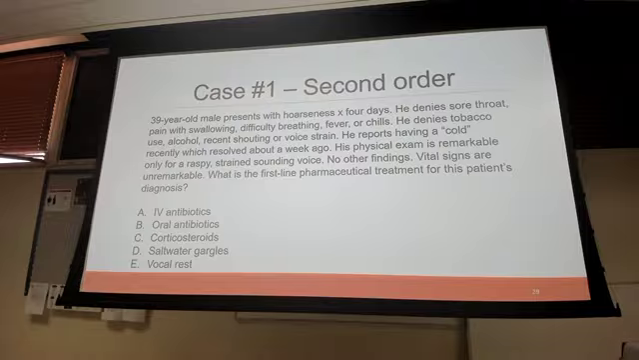All right, another volunteer. A 39-year-old male presents with hoarseness times 4 days. He denies sore throat, pain with swallowing, difficulty breathing, fever, or chills. He denies tobacco use, alcohol, recent shouting, or voice strain. He reports having a cold recently, which resolved about a week ago. His physical exam is remarkable only for a raspy, strained-sounding voice. No other findings. Vital signs are unremarkable. What is the first-line pharmaceutical treatment for this patient's diagnosis?